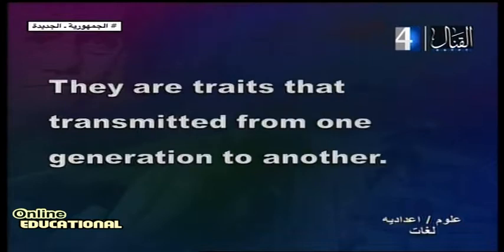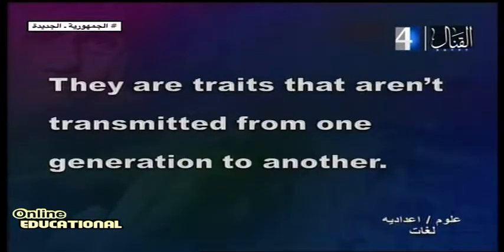Firstly, what are the kinds of traits? The first one is hereditary traits. They are traits that are transmitted from one generation to another. For example, hair color, eye color, skin color, and blood group.